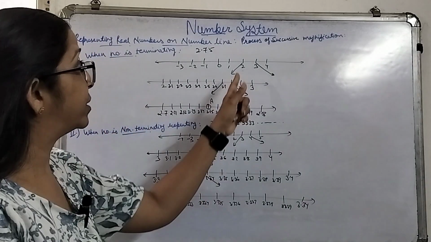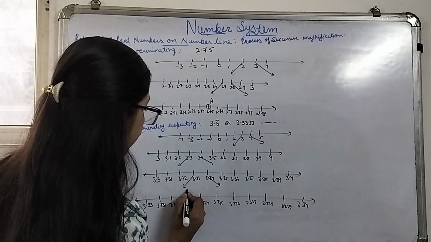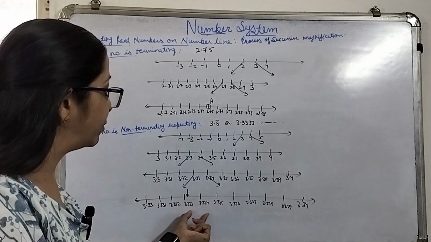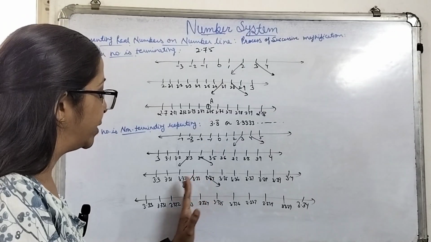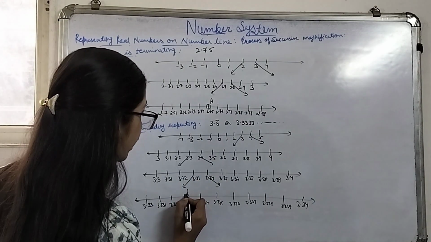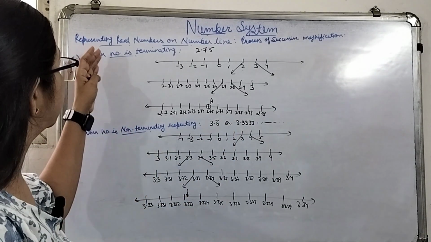This is how we will be representing the number, that is 3.3 bar. This will be something like some arrow, because it is not exactly this point. It will lie somewhere in between these two, and that too it will be towards 3.333. That's why somewhere here we have marked an arrow, that this point will be represented somewhere here. This is how these are represented.